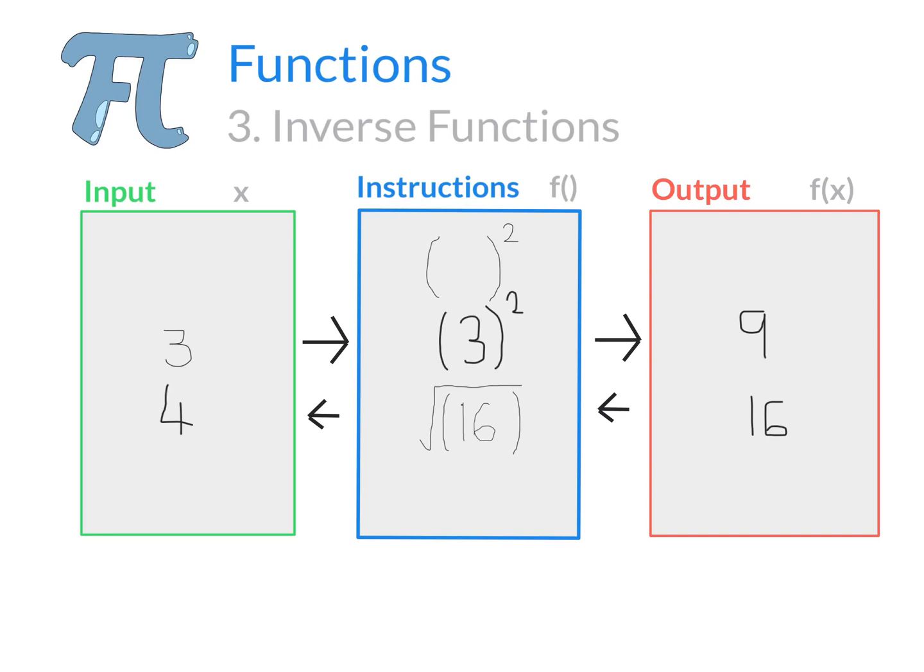In terms of our function machine, we have designed a new function to go in the middle, the square root, that turns the output of bracket squared into its input.